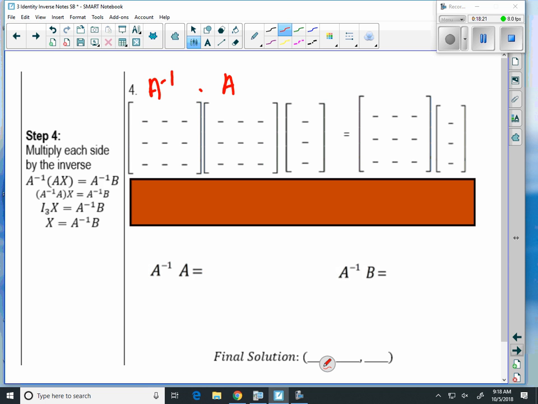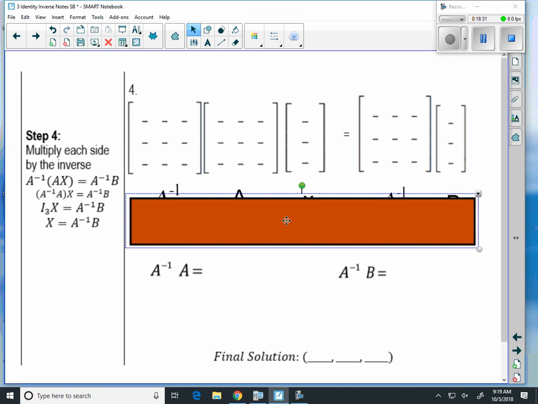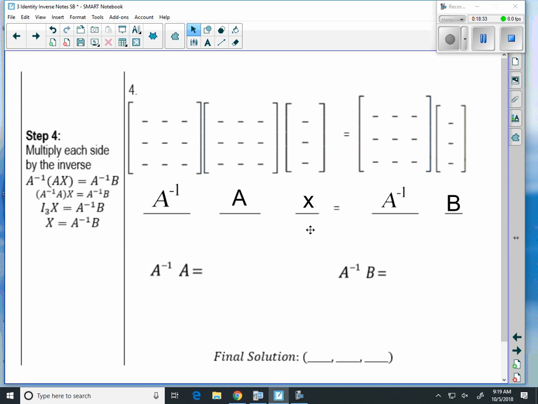You're going to do that in your calculator. So let's do that together. That's what your equation's going to look like. We're going to do A times A inverse. Any guesses on what's going to happen when we do A times its inverse? It's going to get us the identity matrix. If it doesn't, then we know that we did something wrong.